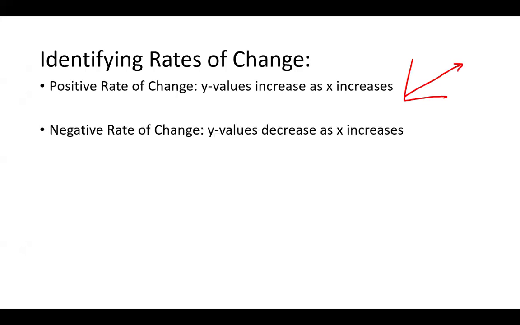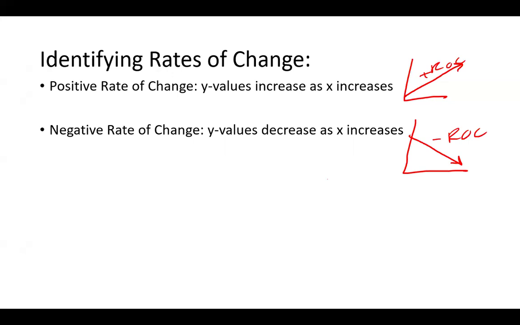Your negative rate of change is when your y values decrease as your x values increase. So here's my graph. As my x values are getting bigger, my y values are getting smaller. So this is a positive ROC. This is a negative ROC, rate of change.